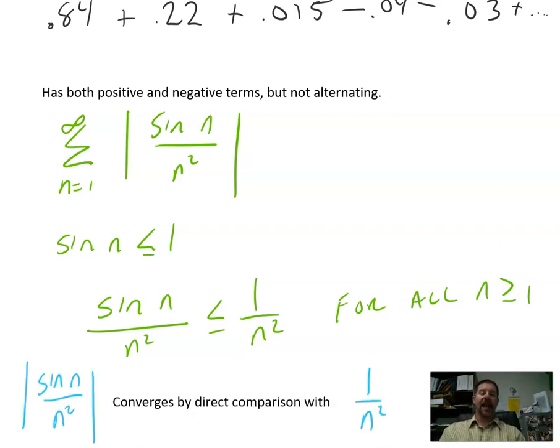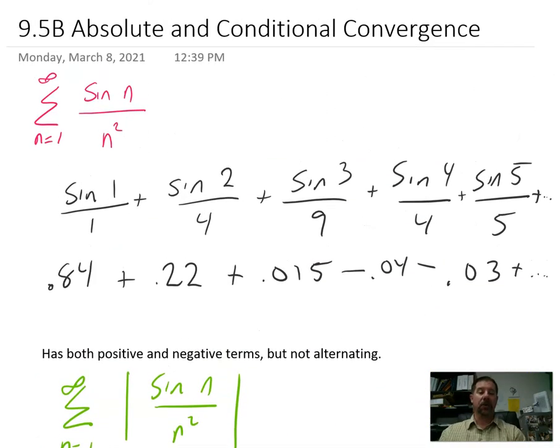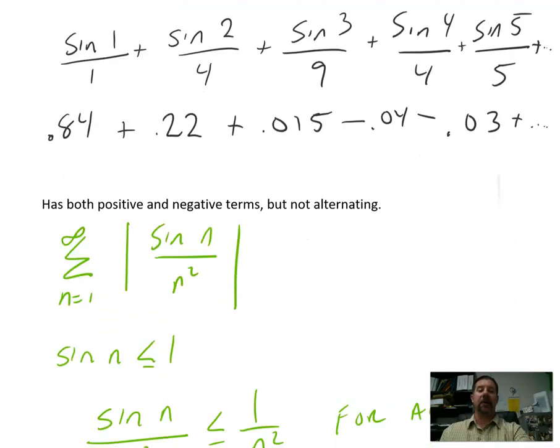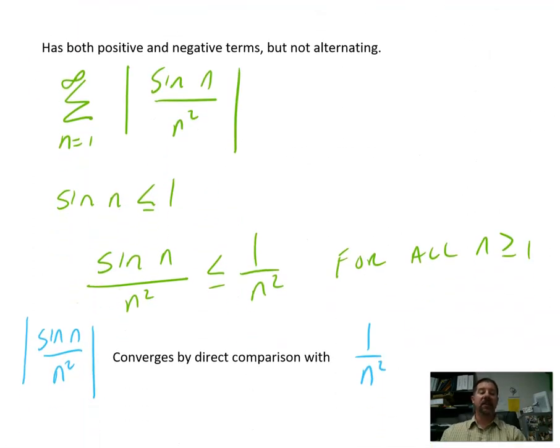And so since the absolute value of sine n over n squared converges by direct comparison with 1 over n squared, I can now say that our original series is also going to converge. And we're going to talk about why I can say that in a second, but if the absolute value of the series converges, then the series also converges. All right? We call that absolute convergence.